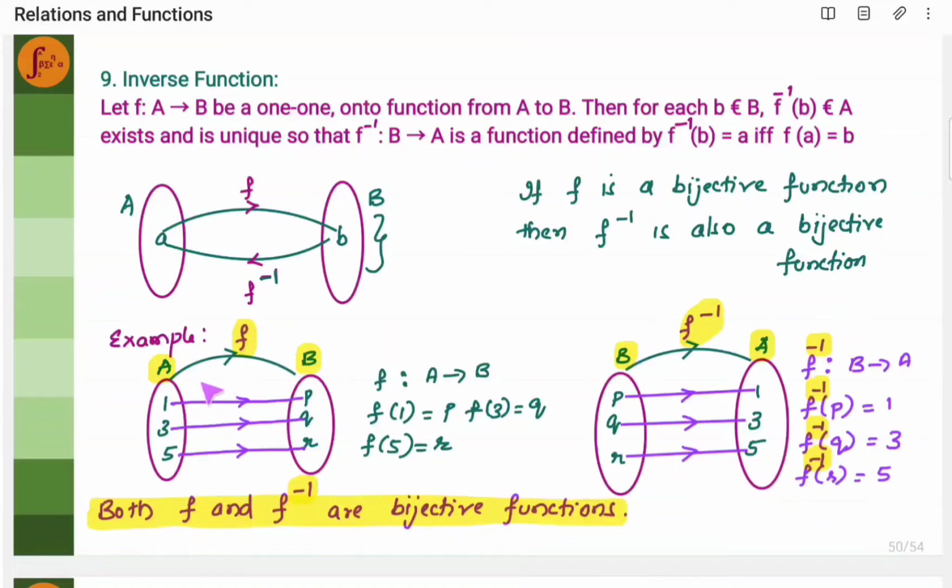Let's take this example. Say you have set A and set B. Set A as 1, 3, 5 and B as P, Q, R. Right? Now there is 1 to 1 mapping from every element in set A to element in set B. And every element in set B is having a mapping. So it's an onto. This is onto and this is 1 to 1. Right? Now, so this is a function from A to B. Now what will be the function from B to A? So you have set B here and set A here. Right? Now, this function from B to A is called as inverse function. If any function is 1 to 1 and onto, then it is called as bijective. So both f and f inverse are bijective functions.